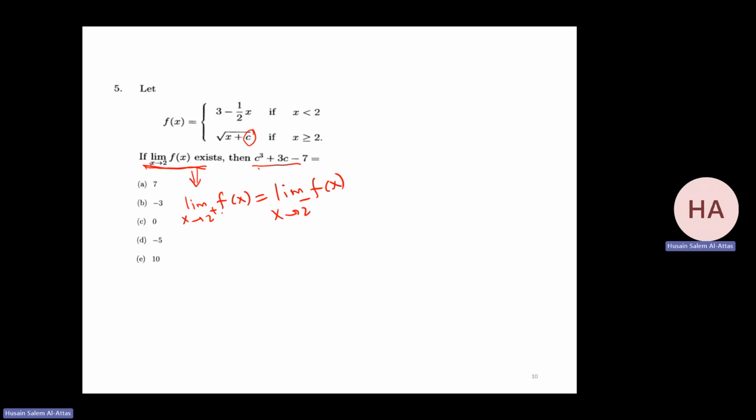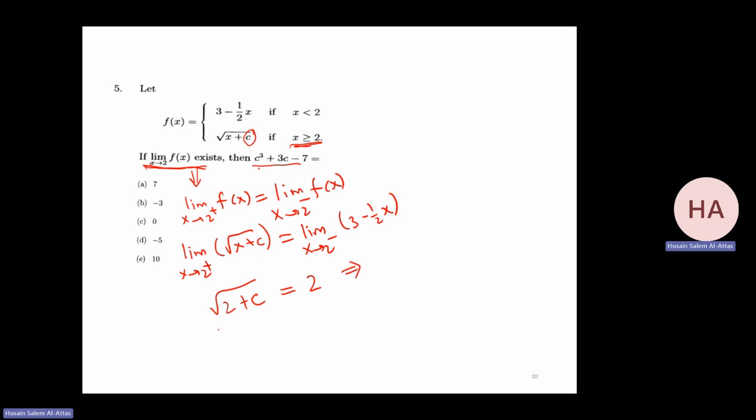From right means I am greater than 2, I will be here. So that will be the limit as x goes to 2 from right. What's the function? Square root of x plus c. And here the limit is as x goes to 2 from left for this function. Now I can substitute because everything is defined, nothing to worry about. So that will be square root of 2 plus c equal to 3 minus half times 2, 3 minus 1, that is 2. Now it is just an equation for c. Square it: 2 plus c equals 4, so c equals 2.